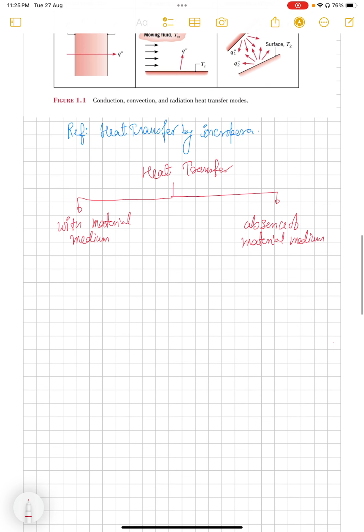The mode of heat transfer which requires a material medium, if that material medium is stationary, and if that material medium is moving, then it is convection. And the heat transfer in the material medium which is stationary is conduction.